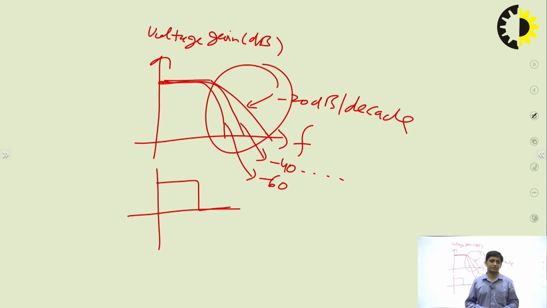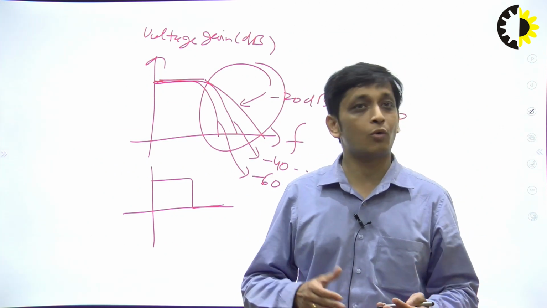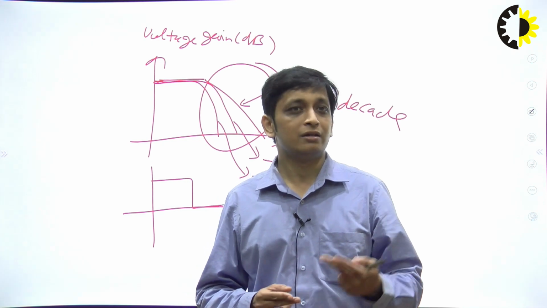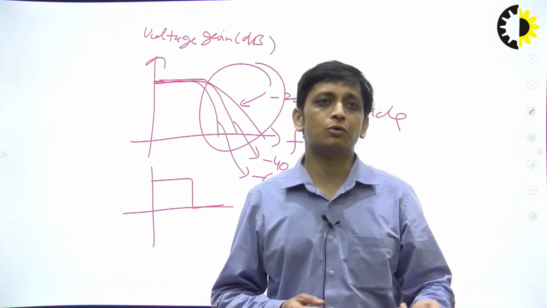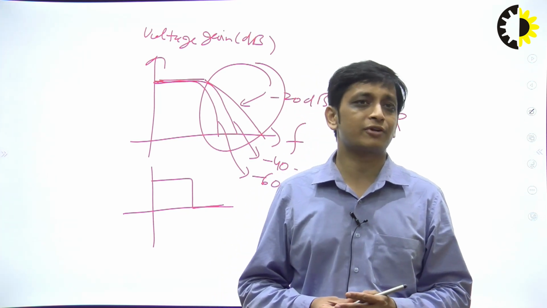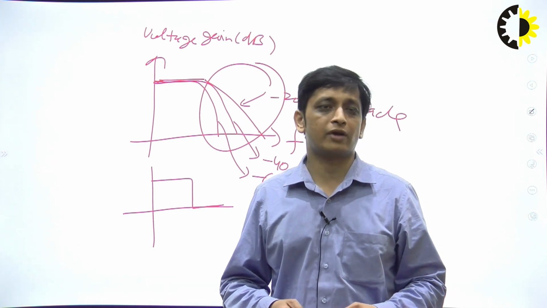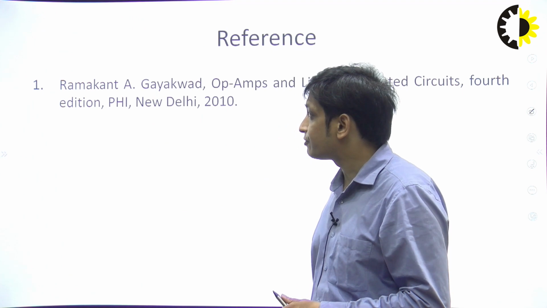So in this class, I have discussed active and passive filters, and the advantages of active filters over passive filters. There are two main advantages. First one is gain is high, it provides gain, and second one is there is no loading effect. After that, I have discussed the frequency response of different active filters like low pass, high pass, band pass and band reject filters. This is the reference.